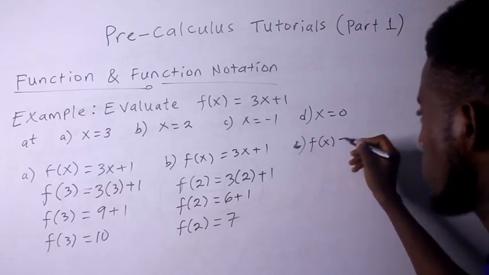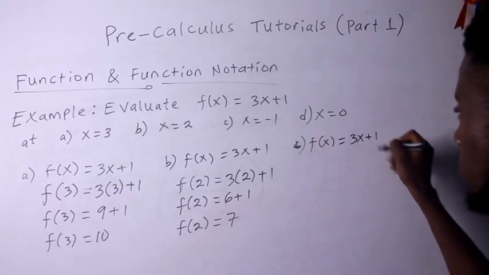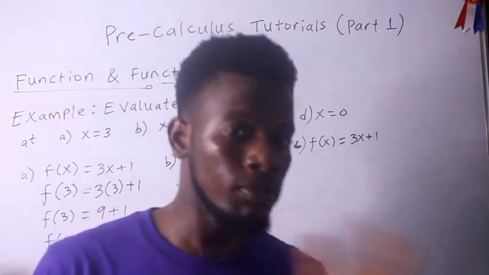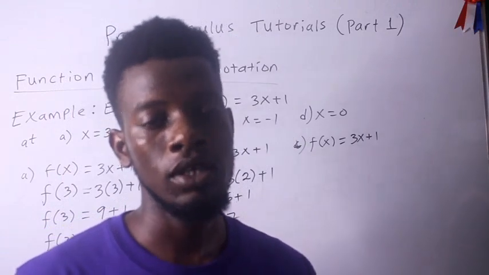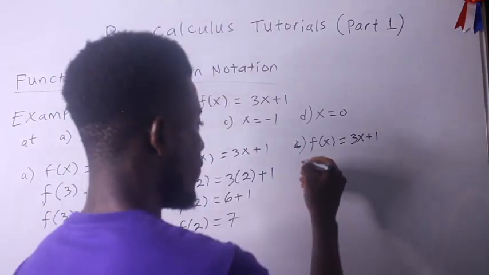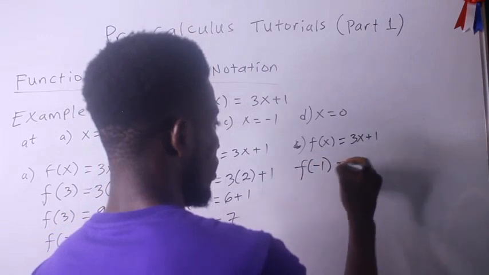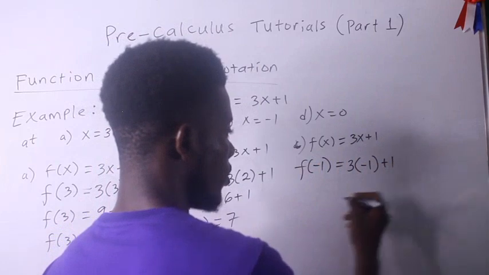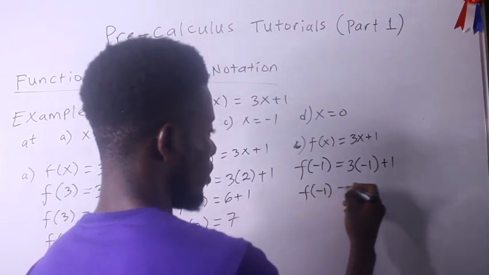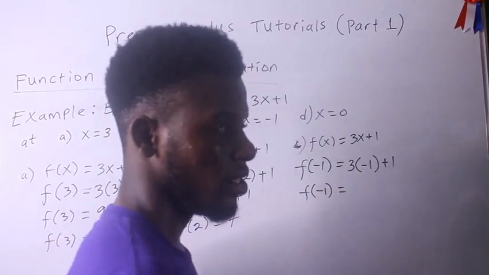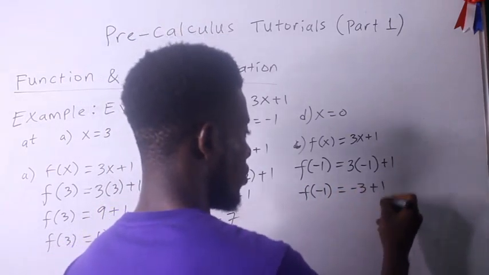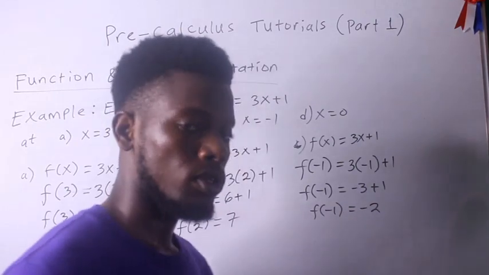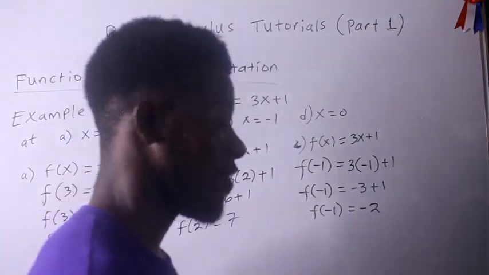f of x equals 3x plus 1. What is f of negative 1? That means we want to put in an input value of negative 1 and see what comes out. So f of negative 1: since we have 3x, it is 3 times negative 1 plus 1, and f of negative 1 is 3 times negative 1, that's negative 3, plus 1, and f of negative 1 is just negative 2. So if you put in negative 1, you have negative 2.